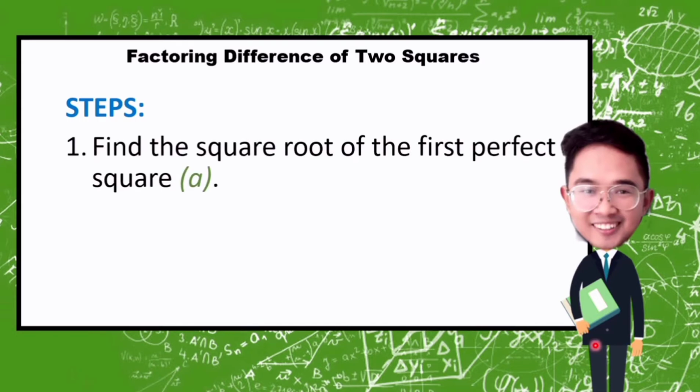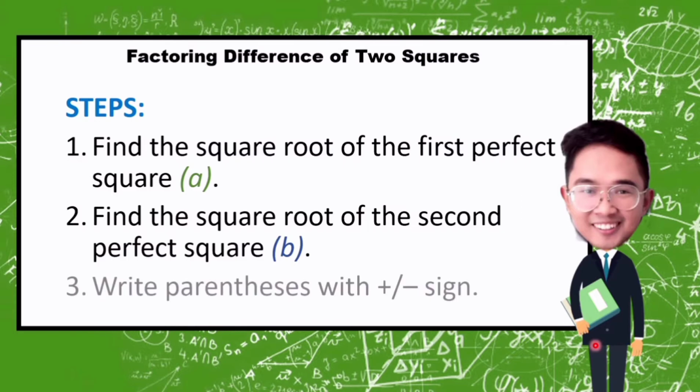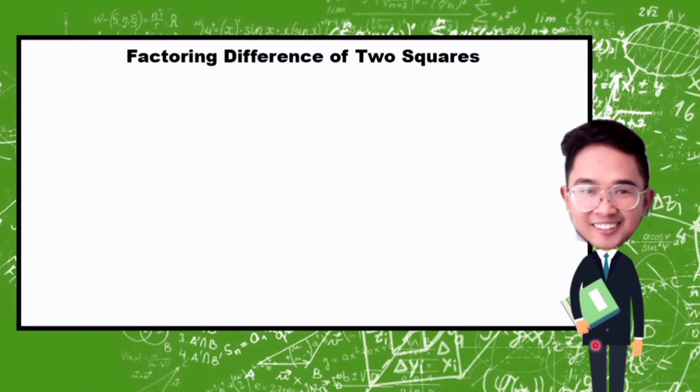Here are the steps that we need to follow in order to factor difference of two squares. Number 1. Find the square root of the first perfect square, which is denoted as a. Next, find the square root of the second perfect square, which is denoted by b. And last step, write parentheses with the positive and negative sign. Let's have example number 1. X squared minus 4, wherein x squared is your first term and negative 4 is your second term.